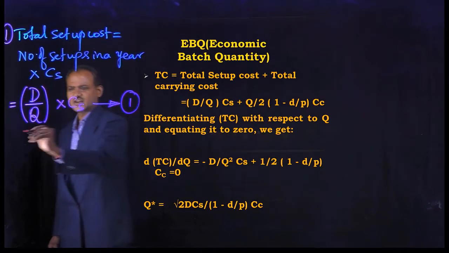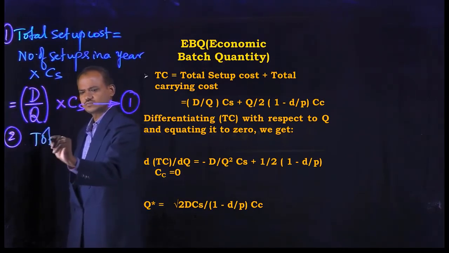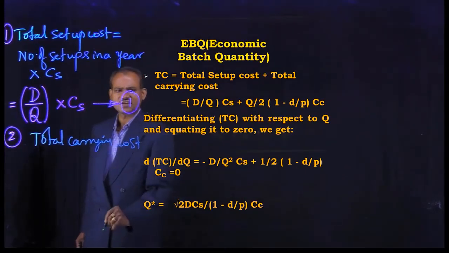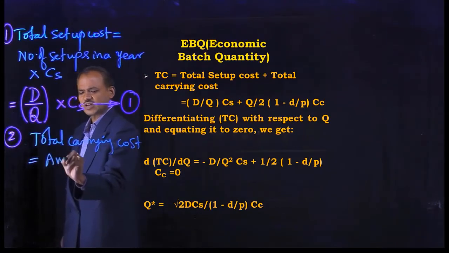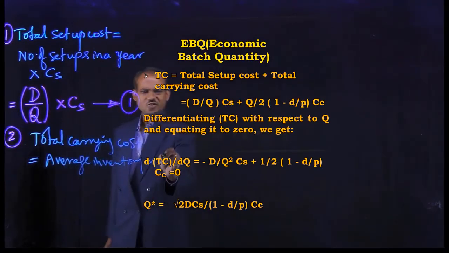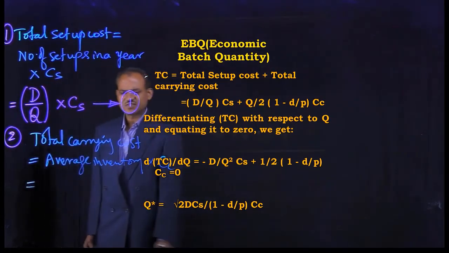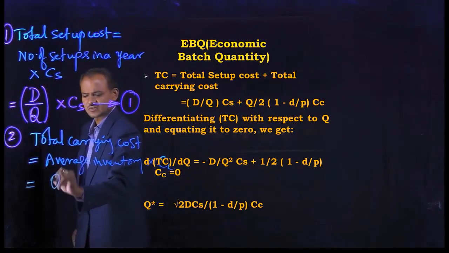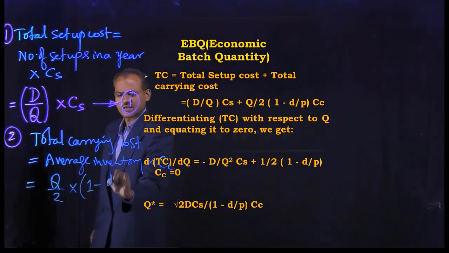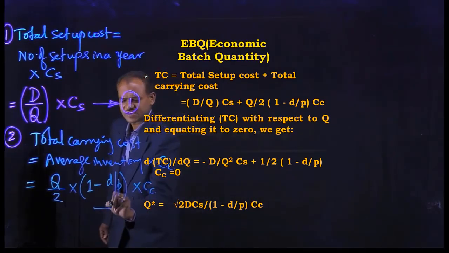Next, coming to the second cost, total carrying cost. Total carrying cost is nothing but the average stock level or average inventory into carrying cost per unit per year, CC. Average inventory we have already determined, that is Q by 2 into 1 minus D by P, into CC. This is equation number 2.